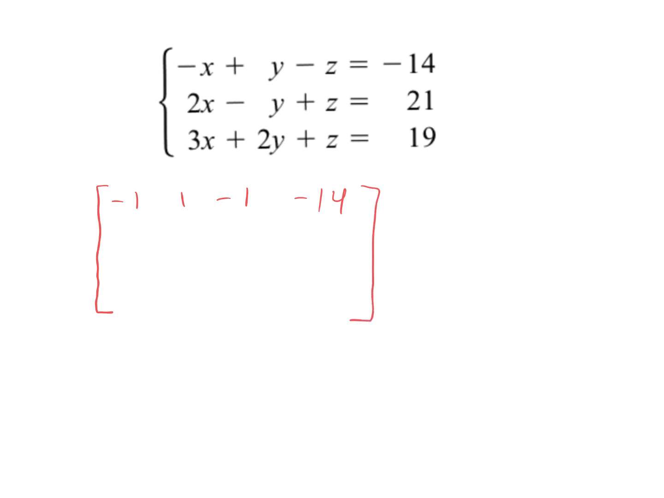Guys, I cannot impress upon you enough the importance of making sure your signs are correct. Because if they're not, that's when we get all messed up here. So my second equation is 2, negative 1, 1, 21. My third equation is 3, 2, 1, and 19. If at any point you see I make a mistake, please let me know. Don't wait until the end and be like, remember, that should have been a negative and you made it positive. Don't do that, okay?